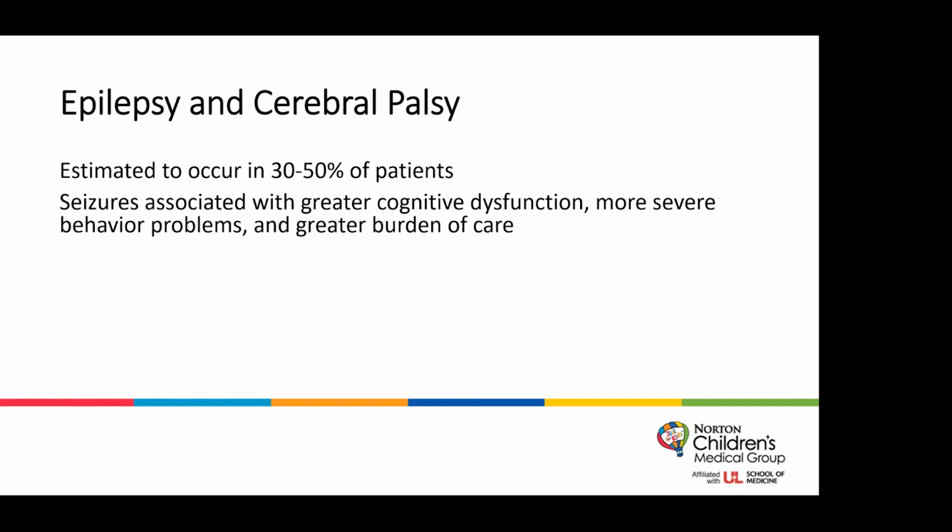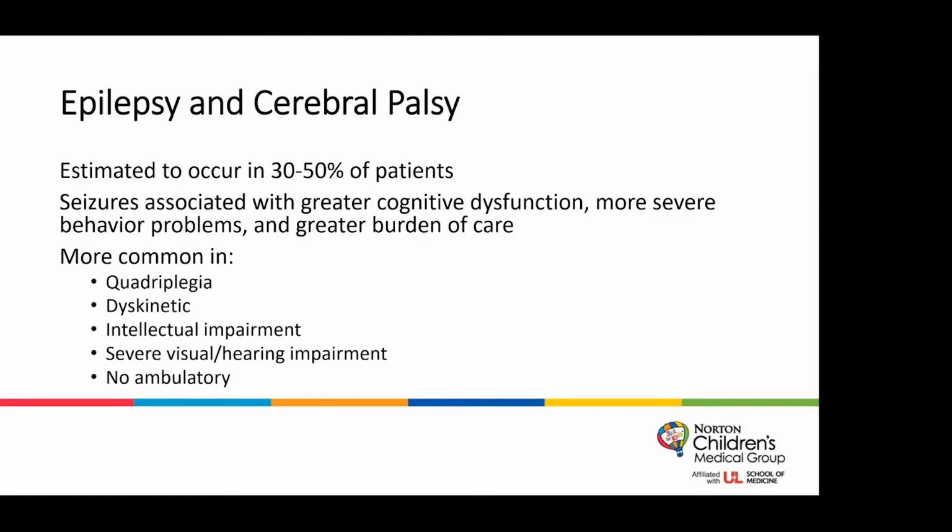With that, because epilepsy is so tied with intellectual function, one of the best things that we can do for intellectual development is to identify seizures early. So epilepsy is estimated to occur in anywhere from 30 to 50% of patients. These seizures tend to be associated with much greater cognitive dysfunction, more severe behavior problems, and much greater burden of care. So a lot of patients will say, if you ask them, if I can make your life better, what's one thing I can do? Even if they have severe motor impairment, many times it's the seizures that keep them from being able to go to school or be able to go to friends' houses or have the quality of life that they want. It creates a higher burden of care and a lot more stress on families.